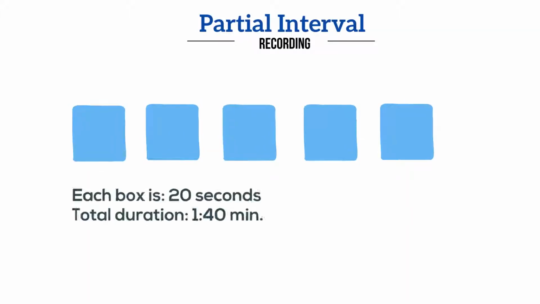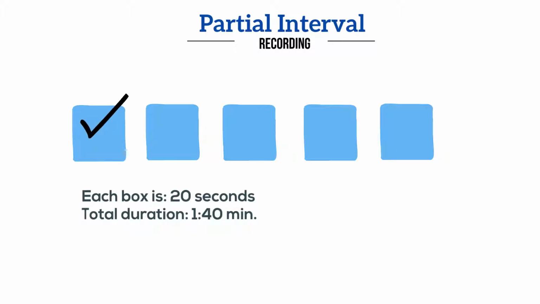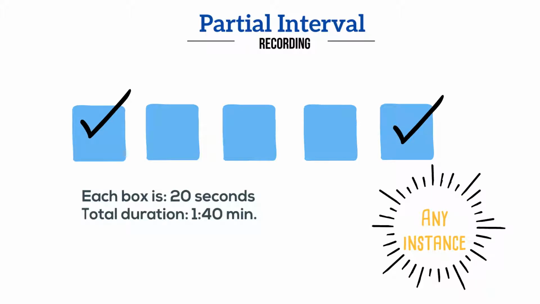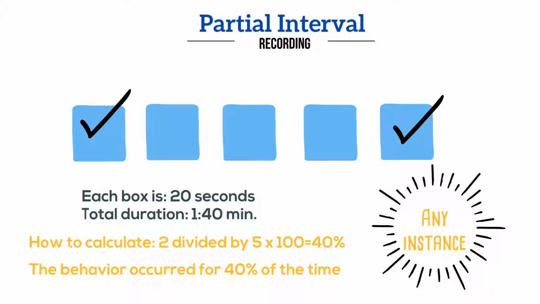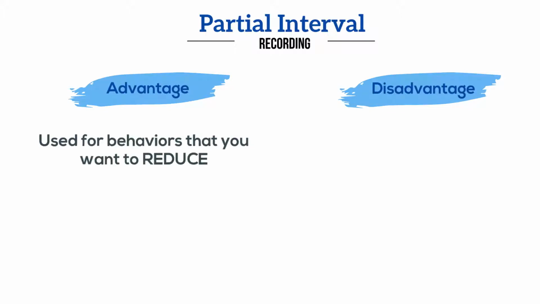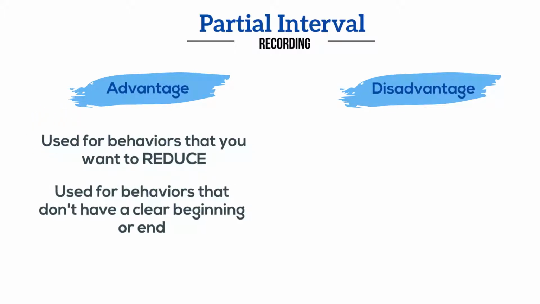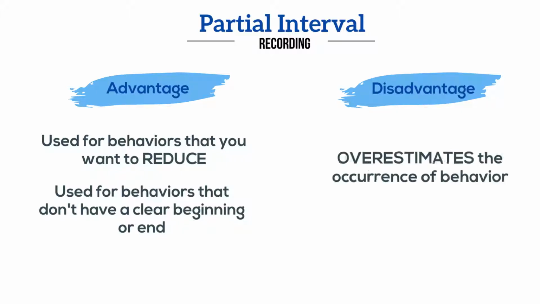Let's say that you are taking data on shouting behavior. You divide the number of marked intervals by the total number of intervals. For us, we would divide 2 by 5, then times 100, giving us the answer of 40%. You use partial interval for behaviors that you want to decrease or reduce, and behaviors that don't have a clear beginning and end. An example would be classroom disruptions. The disadvantage is that it's a rough estimate of the actual occurrence.